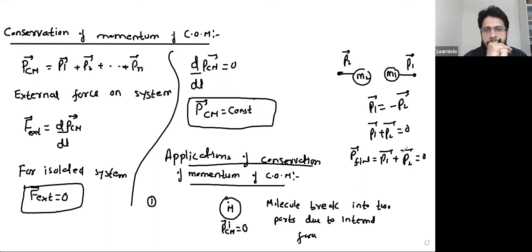Is it clear? Yes, sir. If it breaks into two parts, then they will move in opposite directions. But if it breaks into n parts, then those n parts can move in any direction. They will move in a way that if you add the final momentum of individual particles, it will add up to 0. Because external force is not acting on the system, its momentum should remain conserved.